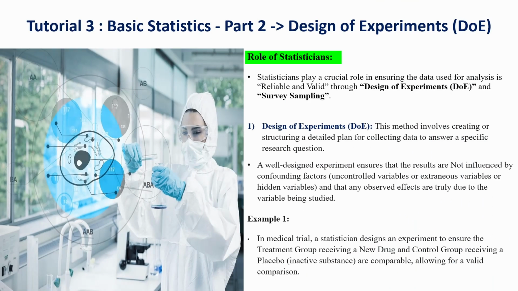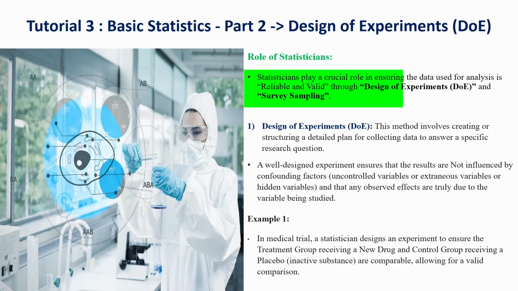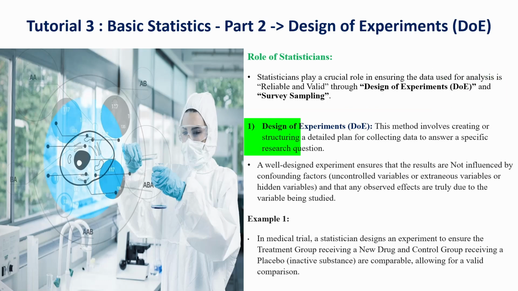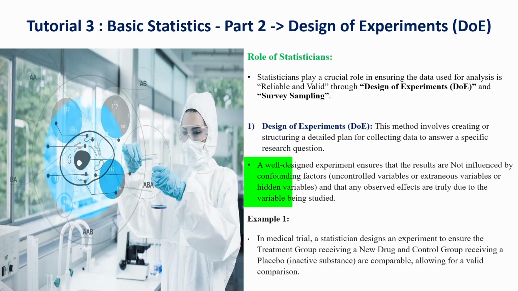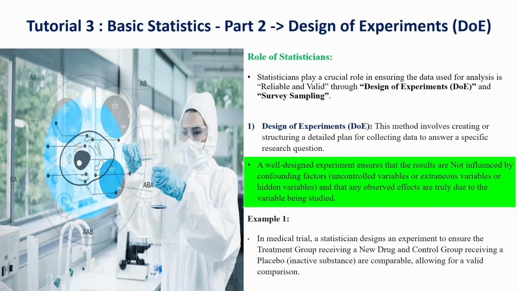Role of statisticians. Statisticians play a crucial role in ensuring the data used for analysis is reliable and valid through design of experiments and survey sampling. First is design of experiments. This method involves creating or structuring a detailed plan for collecting data to answer a specific research question. A well-designed experiment ensures that the results are not influenced by confounding factors, also called uncontrolled variables, extraneous variables or hidden variables, and that any observed effects are truly due to the variable being studied.